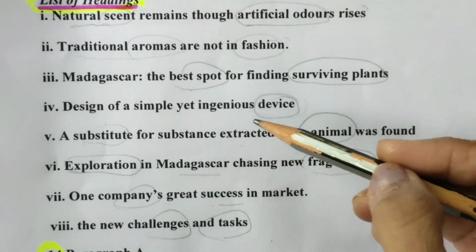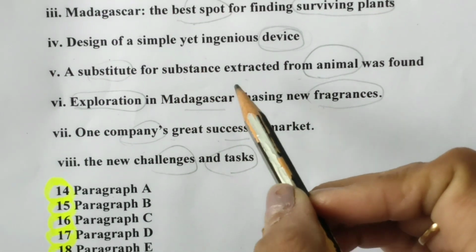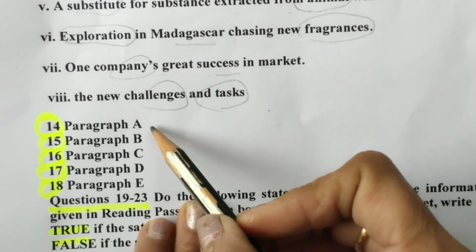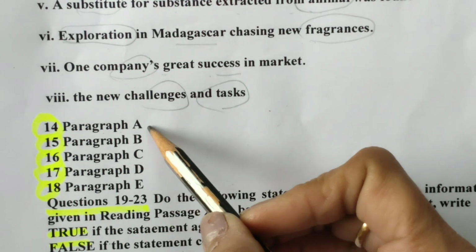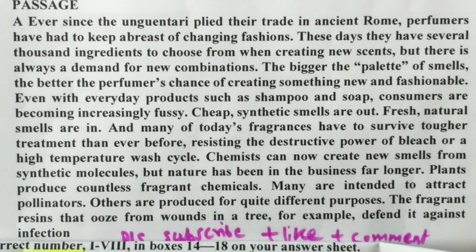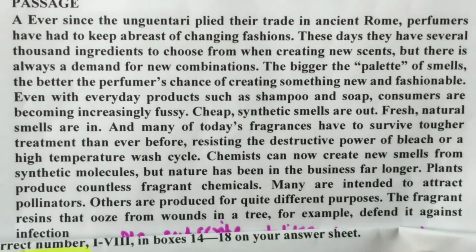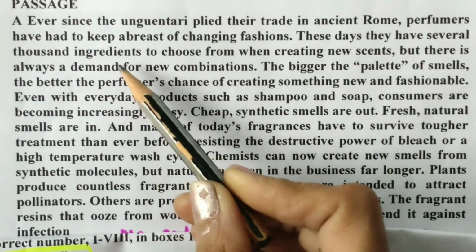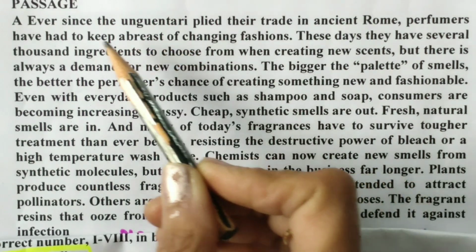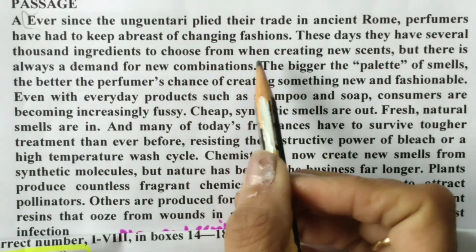Now one by one, paragraph A we will be reading. So this is my A paragraph. I'm giving you time, you can read it, but of course I am telling you how to find answers. So when there is a list of headings, always read the first two sentences. Let's read the two sentences.